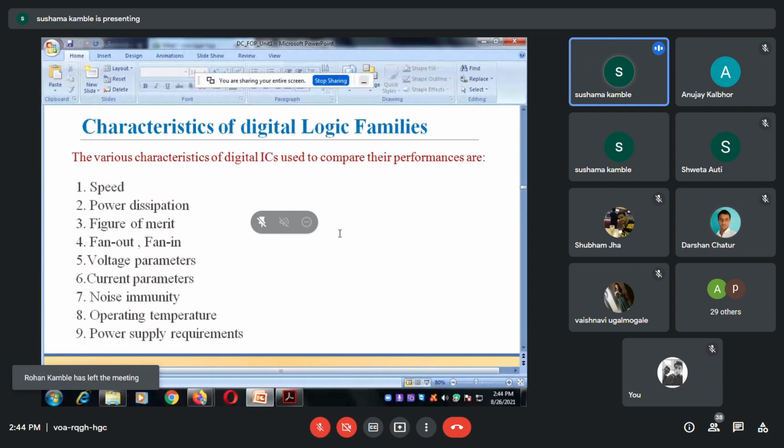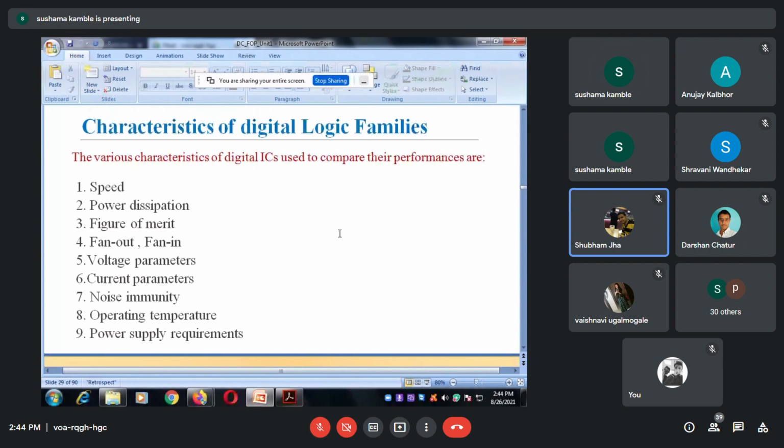What is a commercial temperature range? Commercial and industrial: 0 to 70 degrees Celsius. And what about the military range? Minus 55 to 125 degrees Celsius for military.